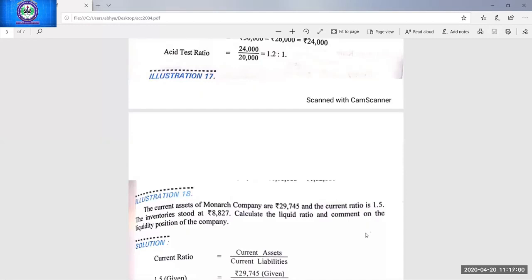Till now, we have done only two ratios. Earlier in the beginning of the chapter, I told you that in this chapter, four types of ratios are there. Which four types I told you? First was the liquidity ratio. Second, solvency ratio. Third, profitability ratio. Fourth, turnover ratio. So till now, we have done only one category, that is the liquidity ratio. Under liquidity ratio, we have done two ratios. Current ratio, the formula was current assets upon current liabilities. Then liquid ratio, the formula is liquid assets upon current liabilities. And these two ratios can come in different ways.